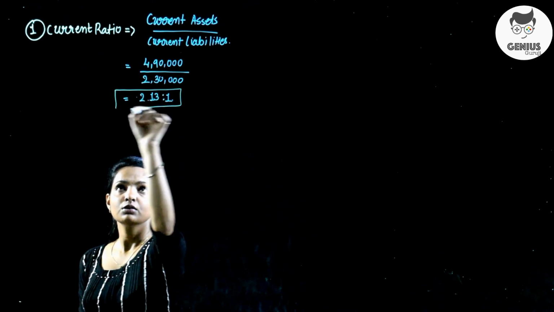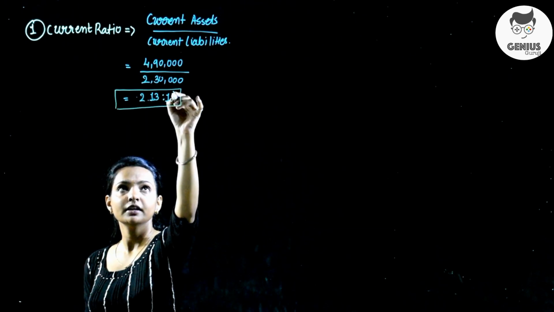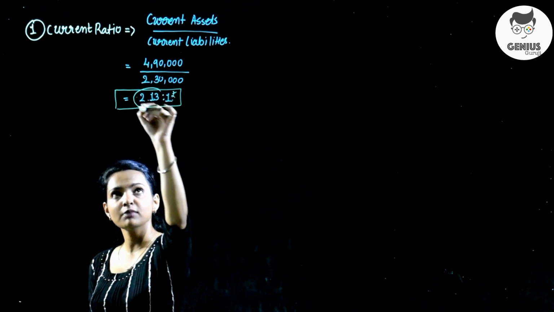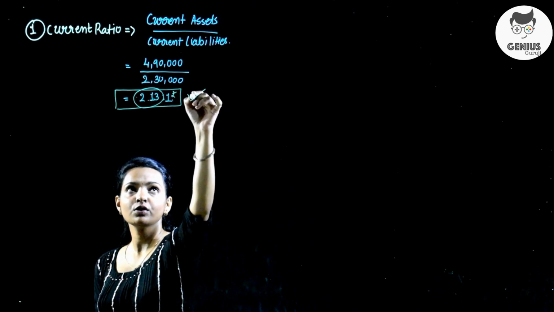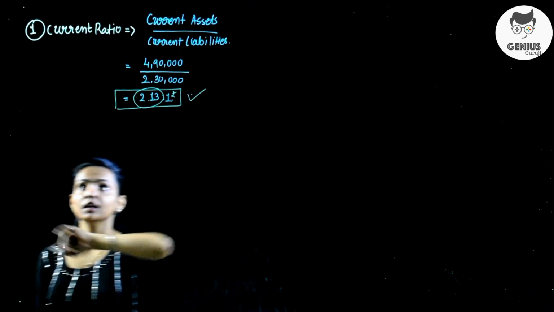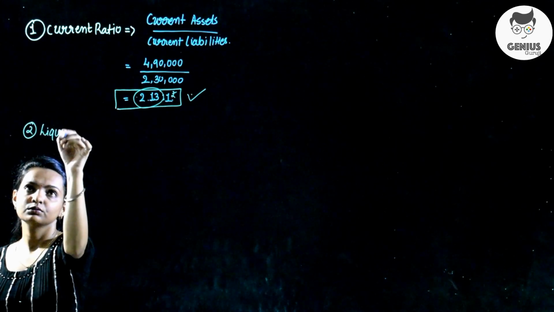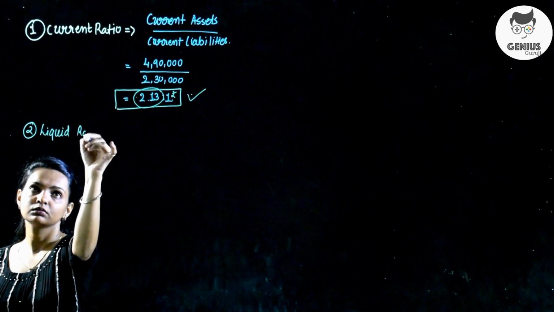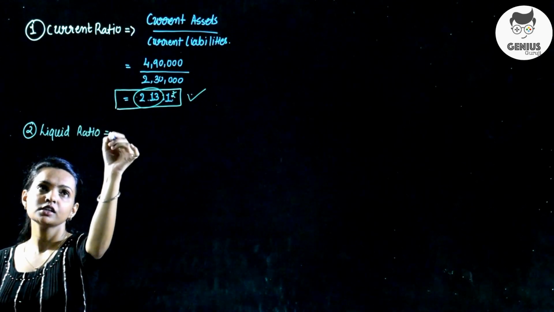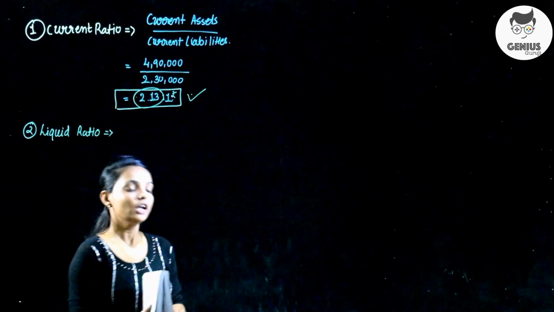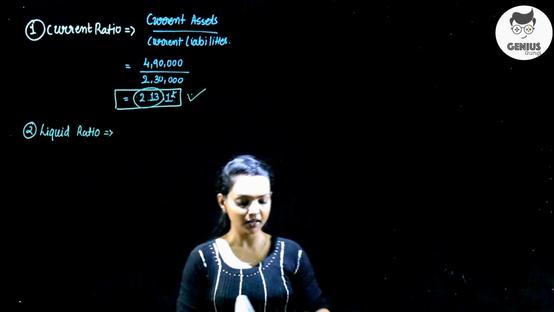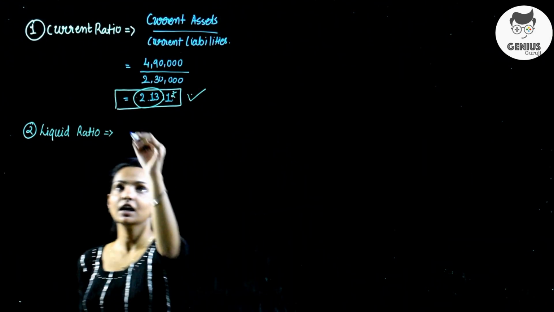This denotes that if your liability is 1 rupee, you have enough amount to pay and it is showing a satisfactory result. Now move on to the second ratio, liquid ratio. What is the formula of liquid ratio? In liquid ratio, we are comparing liquid assets and liquid liability.